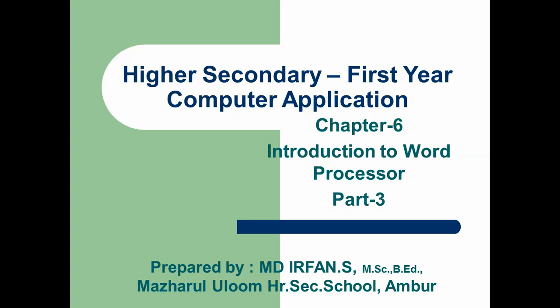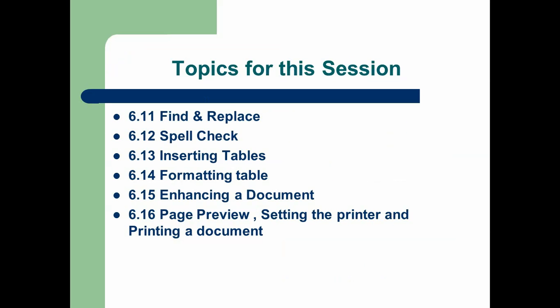In this session, we are going to discuss the third part of chapter 6, Introduction to Word Processor. In this class, we are going to cover the following topics: find and replace, spell check, inserting tables, formatting table, enhancing a document, page preview, setting the printer, and printing a document.